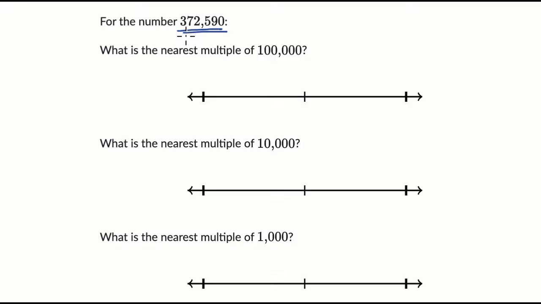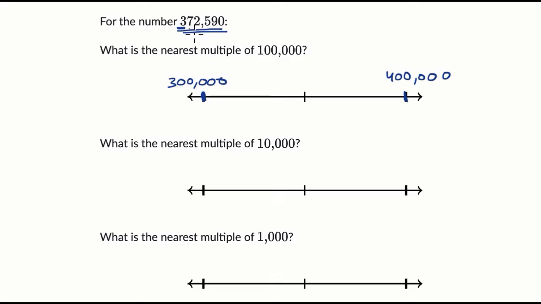So for example, for 372,590, the 100,000s place is right over here. So this number is between 300,000 and 400,000. So let me write that here. This is 300,000 for this point on my number line, and I'm going to make this one 400,000.